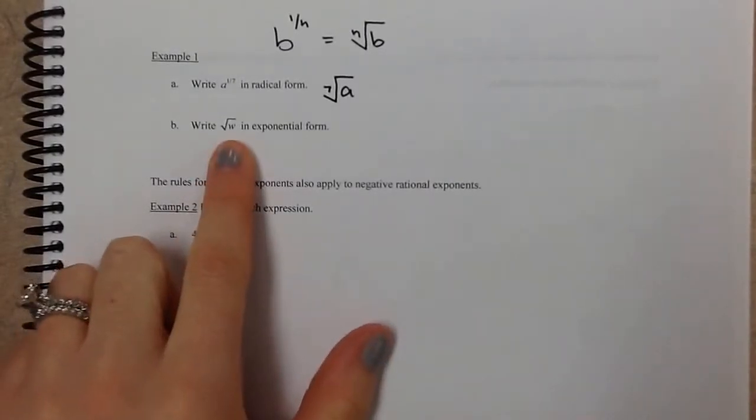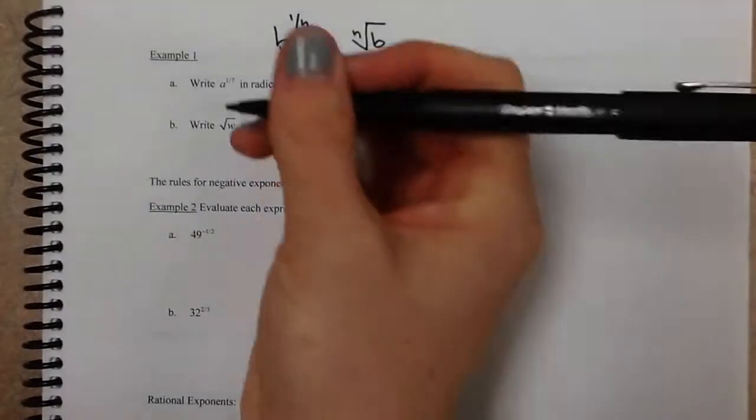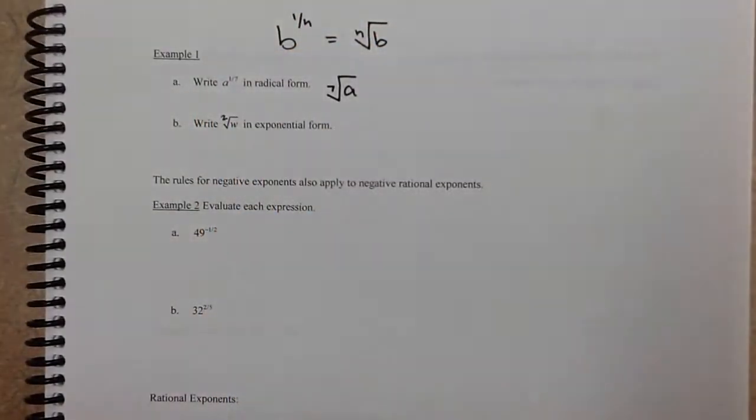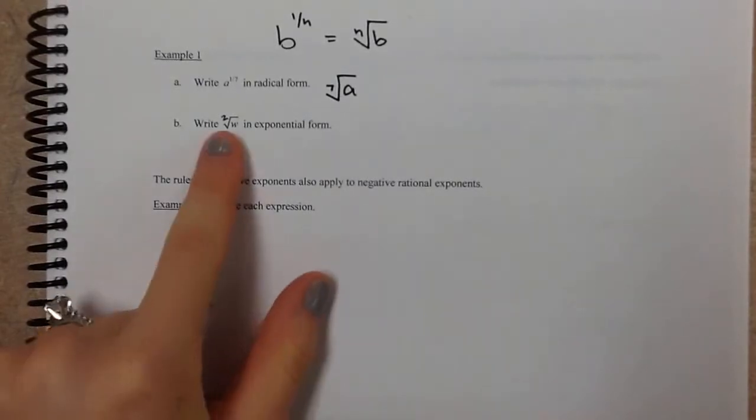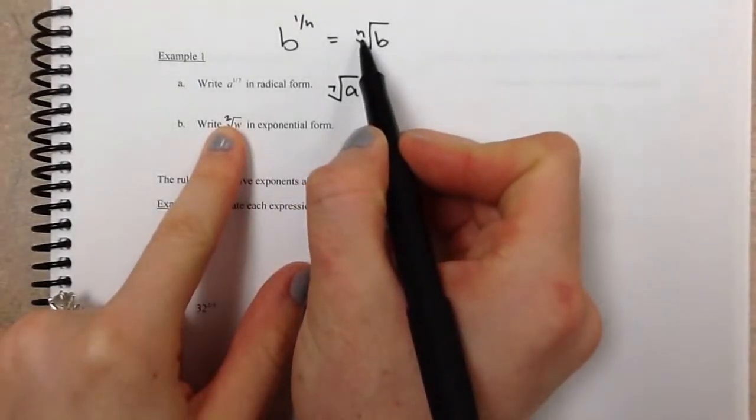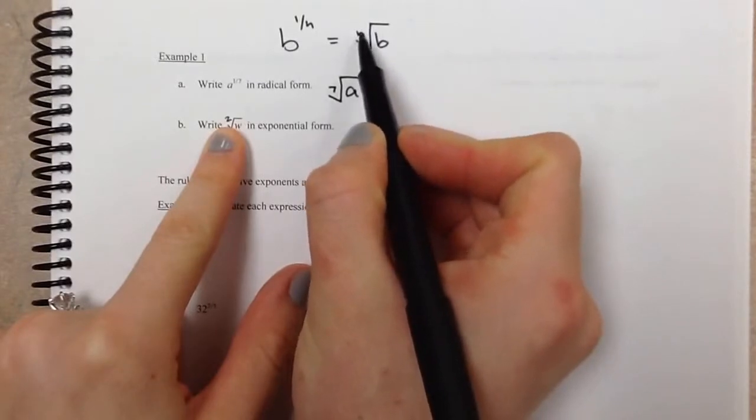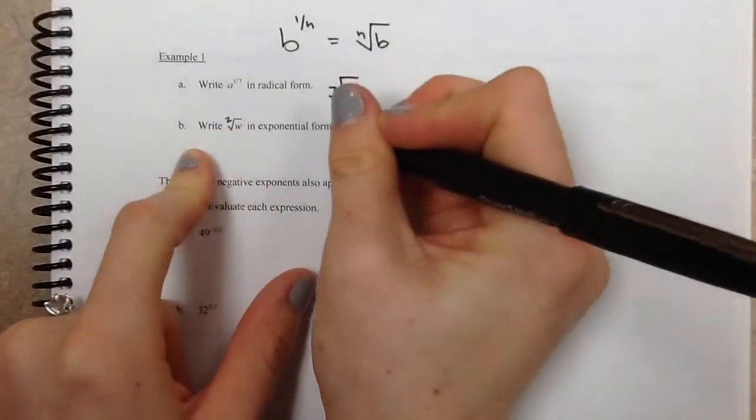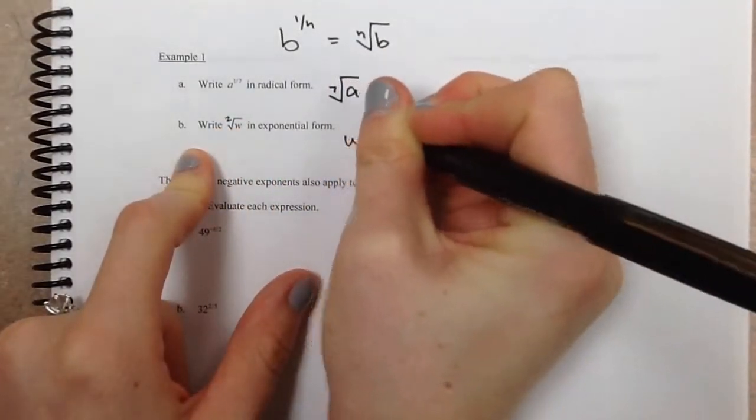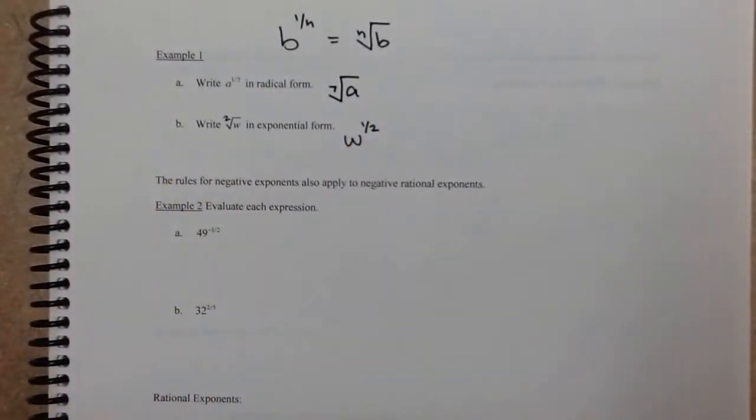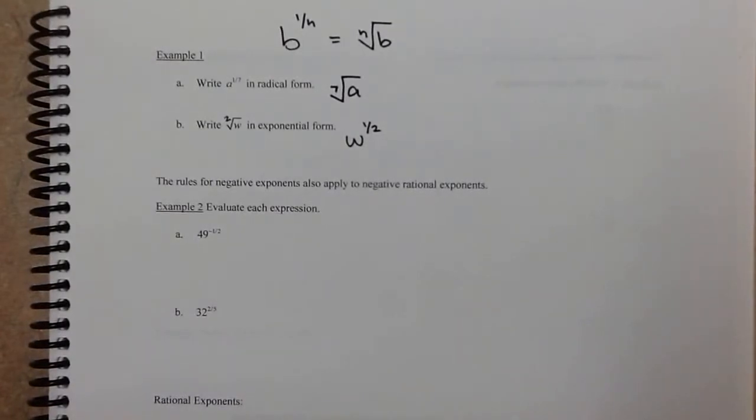And then here's square root of w. Remember, anytime you don't see an index, you technically have an index of 2. You'll never see that written, you'll never see second root. It's always just square root. But because the index is 2 and it's written in this form, you can say n is 2 and write this as 1/2. So this is w to the 1/2. So the first thing in your homework you'll be responsible for is just switching back and forth between those two and getting comfortable with radical form versus exponential form.